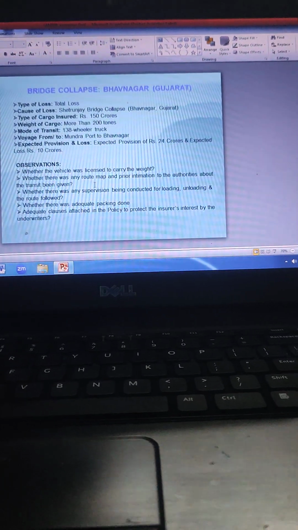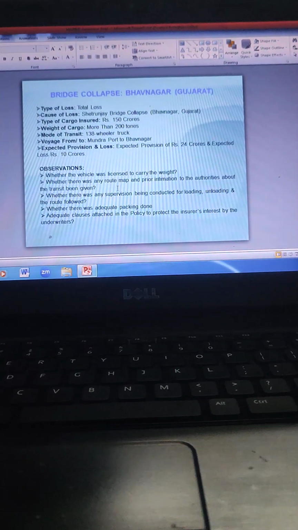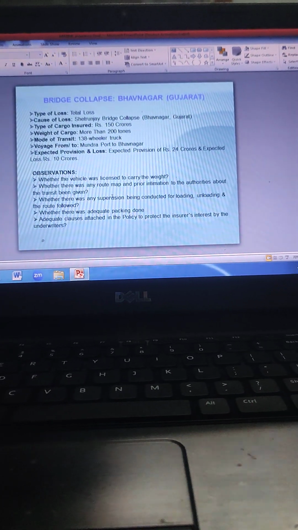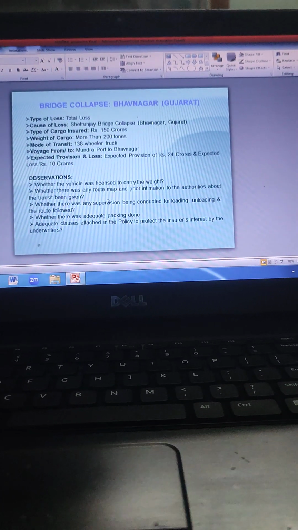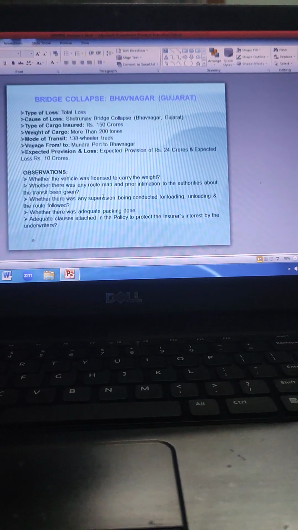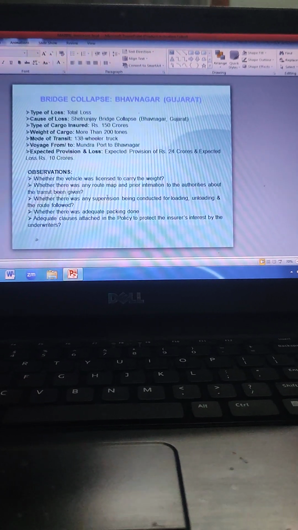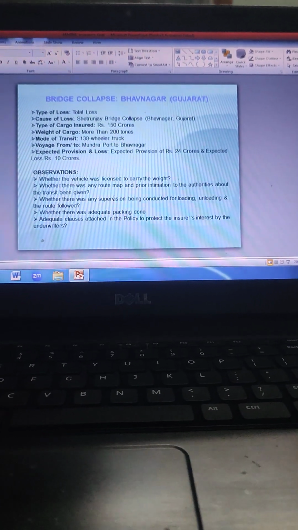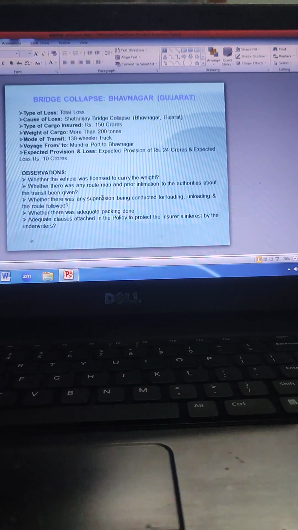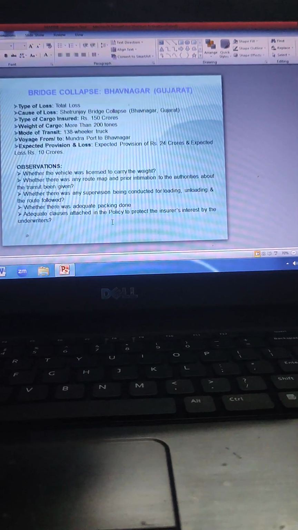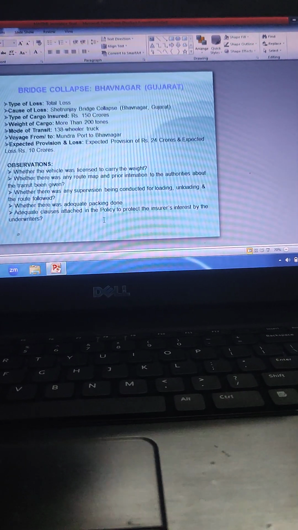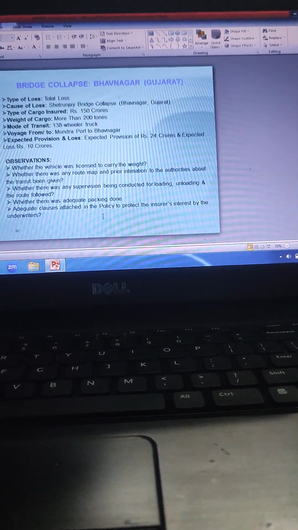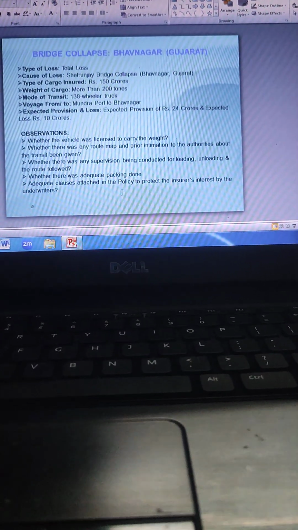Observations were: whether the vehicle was licensed to carry the weight, whether there was any route map and prior intimation to the authorities about the transit being given, whether there was any supervision being conducted for loading, unloading, or the route followed, whether there was adequate packing done, like that.